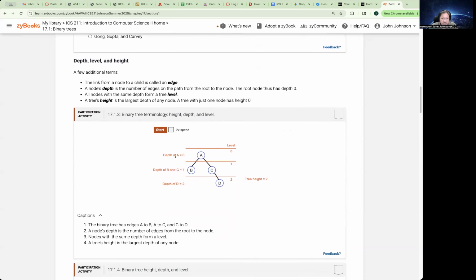So looking at this participation activity, we've got binary tree terminology, height, depth, and level. So if we click start here, binary tree has edges A to B, A to C, and C to D, as you can tell with the orange markings here. Clicking on, a node's depth is the number of edges from the root to the node. So you can see that the depth of D here is 2. The depth of B and C is going to be 1 because it has that one edge between A and B, and A and C. And then the depth of A, which is your root, is 0.